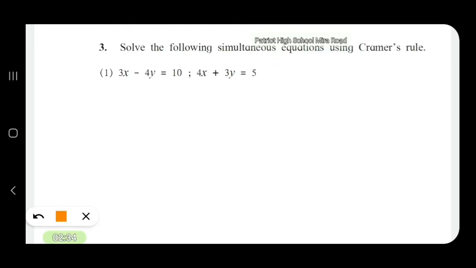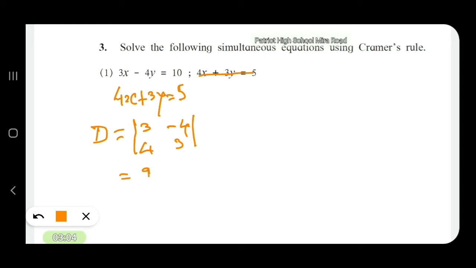Solve the following simultaneous equations using Cramer's rule. Now we will bring this down over here. 4x plus 3y is equal to 5. Now calculate the value of D. Determinant D will be 3 minus 4, 4 and 3. This will be equal to 9 minus of minus 16. 4 4s are 16 minus 16. So it will be 9 plus 16, which is 25.